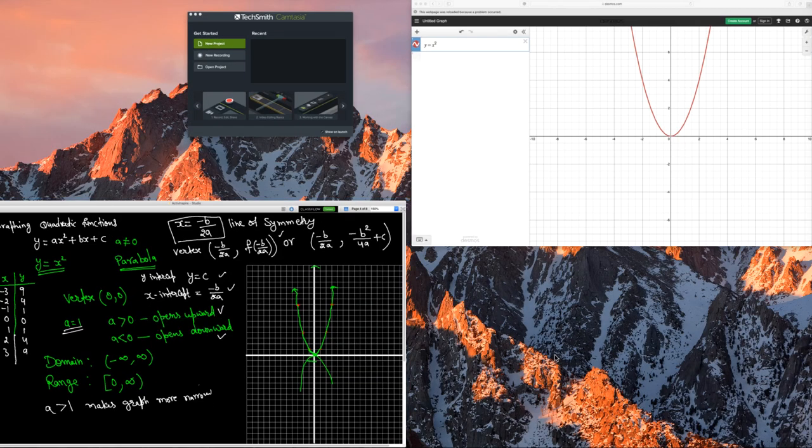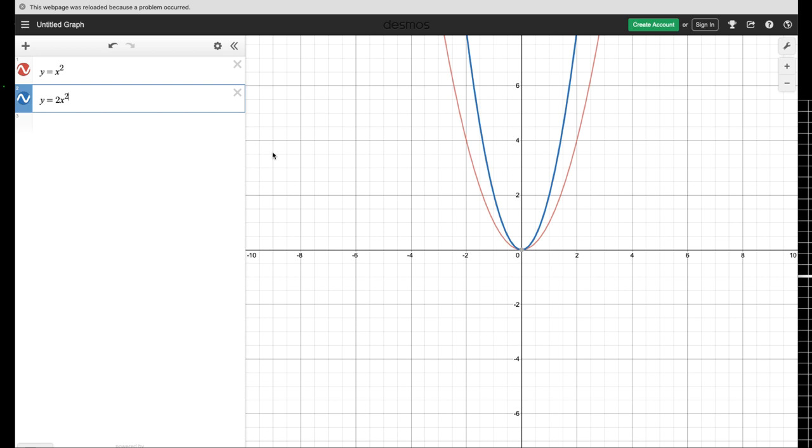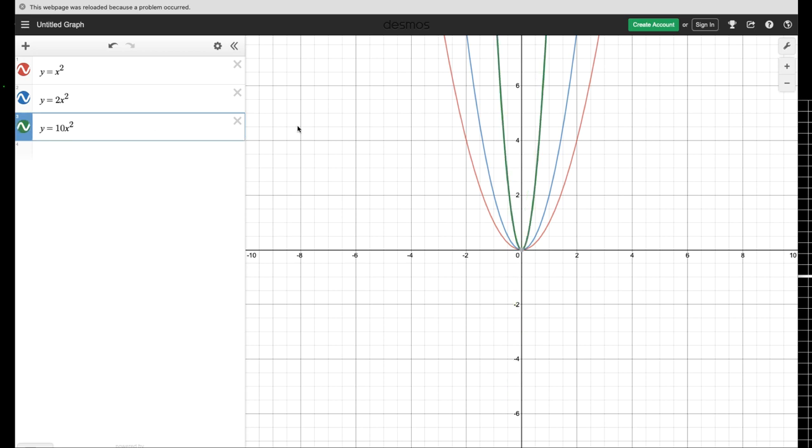Let's go back to the calculator again. If a is greater than 1, this is the graph for y equals x square. I'm going to make another one: y equals, now with an a value greater than 1, let's say 2. See, this blue graph is our new graph, which is much narrower than the first graph. So y equals x square is wider, and y equals 2x square is narrower. Let's make another one: y equals 10x square. See, now it becomes even more narrow. So as the a value increases, our graph goes more and more narrow.